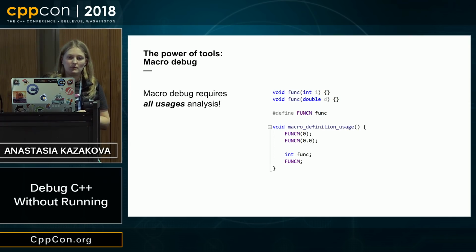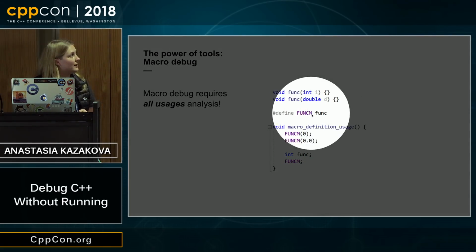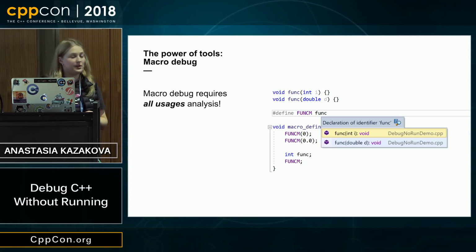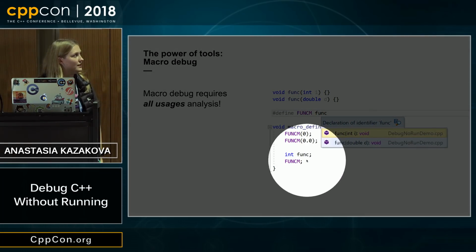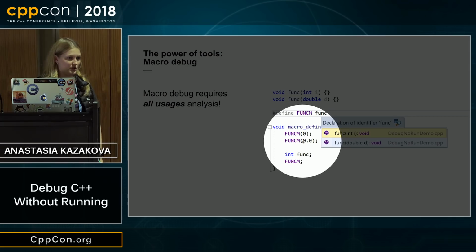Okay, a little bit more about macros. Macro debugging is tricky not only because of the context, which I showed you before, but also because it's complicated to get and analyze all the usages. Let's try, for example, to navigate to the function declaration from this func here. That's the result you get in most modern tools. You get the func declaration on the first line, the func declaration on the second line, and it will never show you this one, which is also an option here.